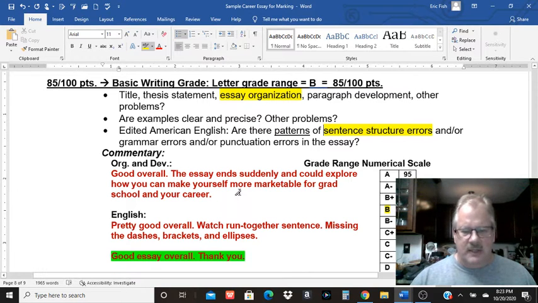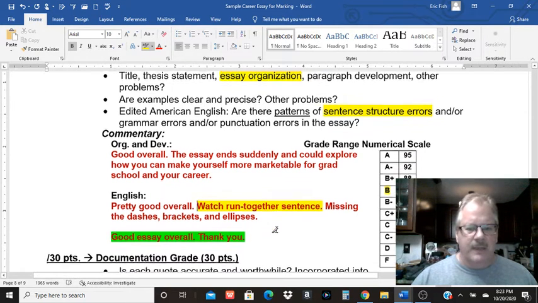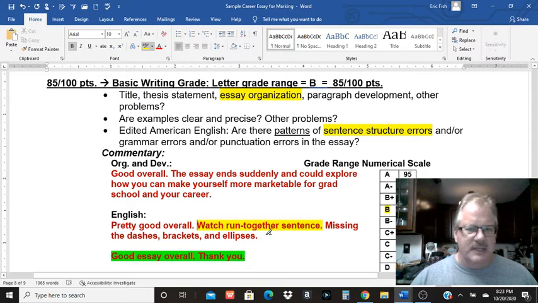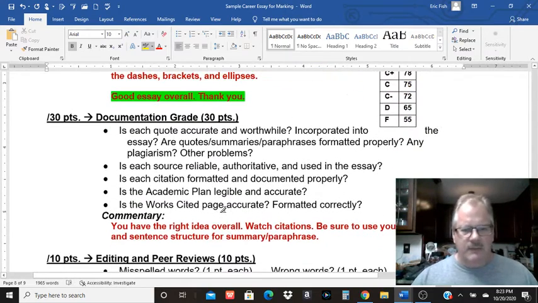And I try and justify the grading down here. And also, if you see something highlighted down here, particularly in yellow, that's me kind of saying, make sure you understand what the problem is there, because you're going to keep losing points there. This is probably a pattern of errors or something that's really just missing. If you don't have your academic plan in the essay or something, I'm definitely going to highlight that.